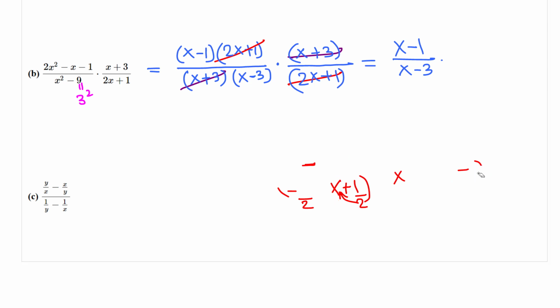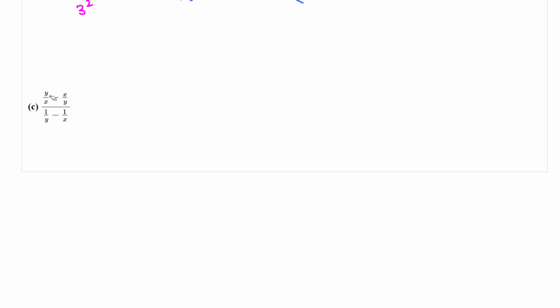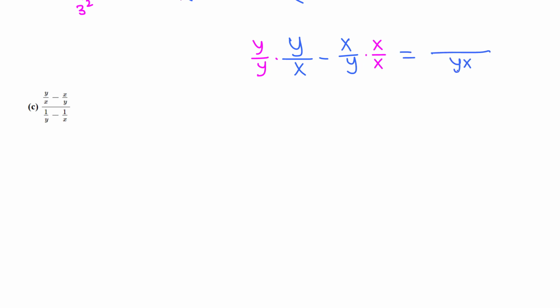Now part C: we got a fraction on the top and a fraction on the bottom. So we need to combine each fraction, top and bottom. y over x minus x over y. Let me do it separately here. When we want to combine, we want to make a common denominator xy. So we multiply the first by the bottom of the second, and the second by the bottom of the first, that's x. So yx is the common denominator.